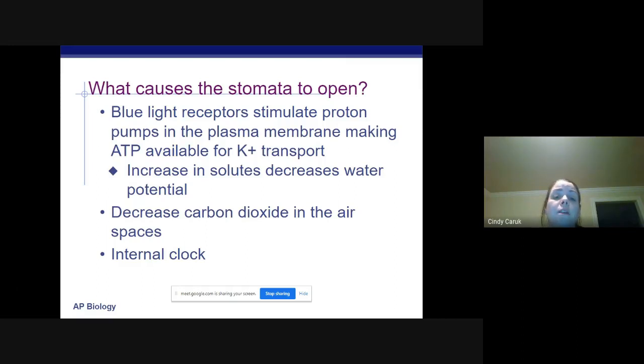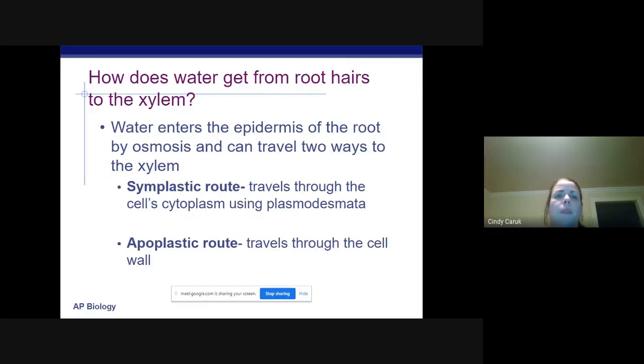Other things, decrease in carbon dioxide in the airspace, that will cause them to open, and internal clocks. We'll also see that there's a hormone that helps control this as well, abscisic acid. We'll talk about that more later in the slideshow.